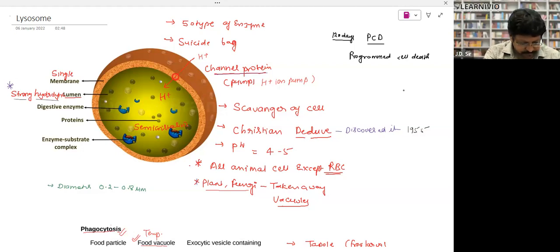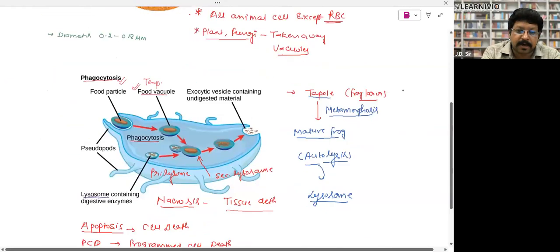Sir, can you explain the last point? Yes. In plants and fungi, their function is taken over by the vacuole, because the function of lysosome is digestion of food, right? The same function, with strong hydrolytic enzymes, is done by the vacuole in plants and fungi, because vacuoles are not found in animals. So lysosomes are no more required in plants. That's why they are not found in plants. They are found only in animal cells, not in plants.